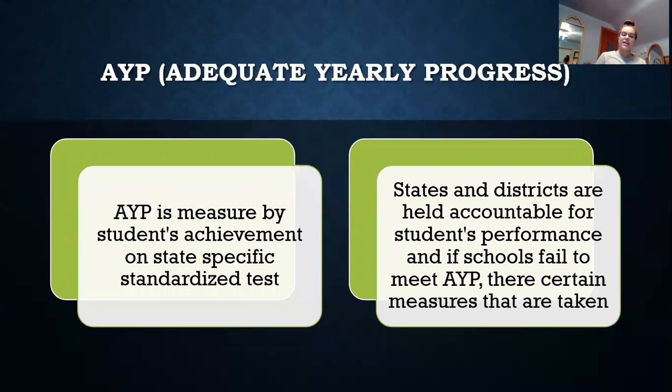The AYP. The AYP is measured by students' achievements on state standardized tests, and the tests are math, science, and English. The state and districts are held accountable for students' performances, and if the schools fail to meet the AYP at the end of the school semester, there are certain measures that are taken. Some of the measures can be if the school misses 2 years in a row of meeting the AYP, then all students are allowed to transfer to a better performing public school in their district, or the state can choose to shut down the school and make it into a charter school, and the state will take over.